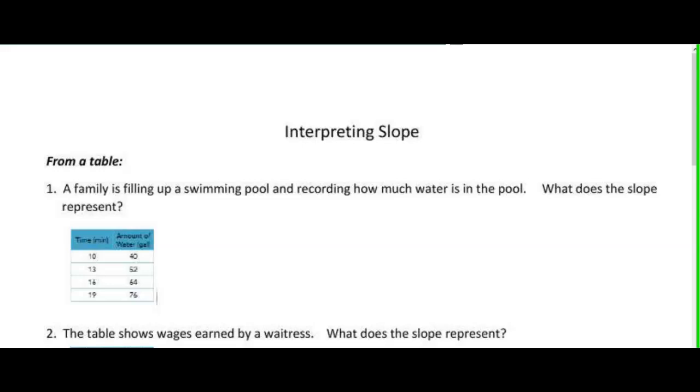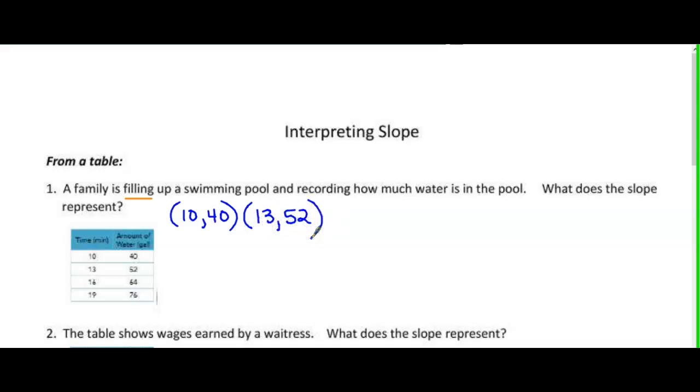So the first example here says, a family is filling up a pool. Yes, they're filling it, not draining it like before. And they're recording how much water is in the pool. So it says, what does the slope represent? So the first thing we have to do is actually find the slope. There are four ordered pairs in your table. You can pick any two ordered pairs that you want. I'm going to pick (10, 40) and (13, 52).